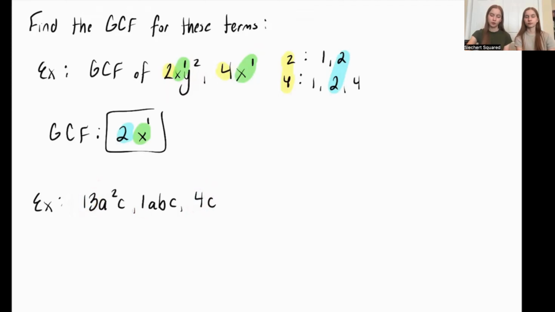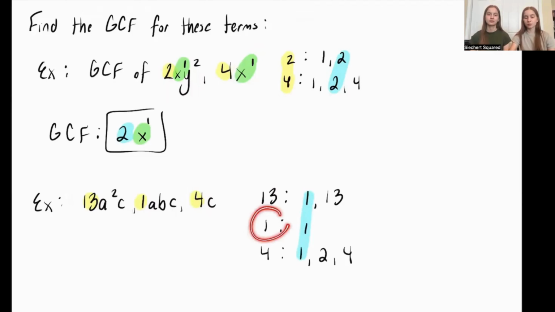So just like we did before, we're going to take all of our coefficients. I have 13, I have 1, and I have 4. And we want to write out those factors. 13 can only be divided by 1 and 13. 1 is just 1, so only 1 goes into it, and 4 we already had from up above. So for this one, you're looking at the greatest number that is in common on all of these lists, which is actually just 1. So let me fix that.